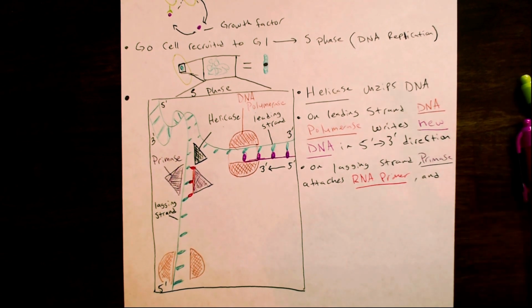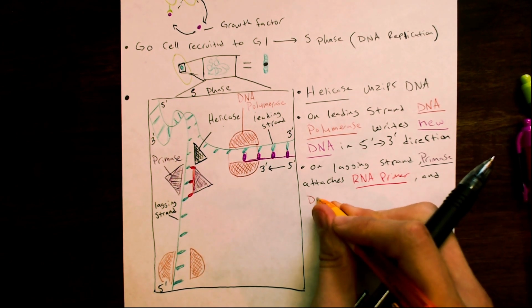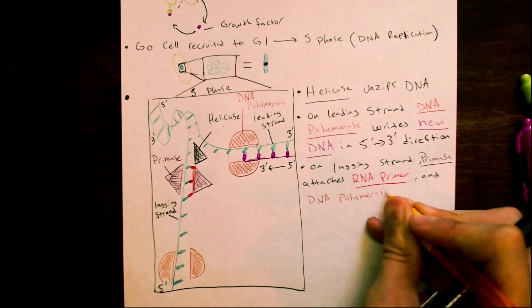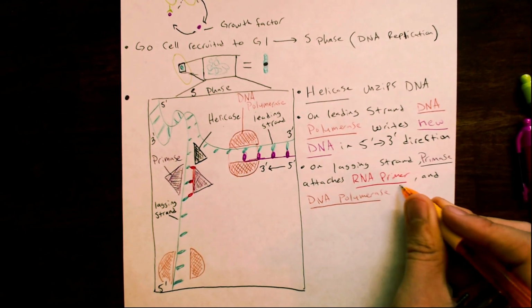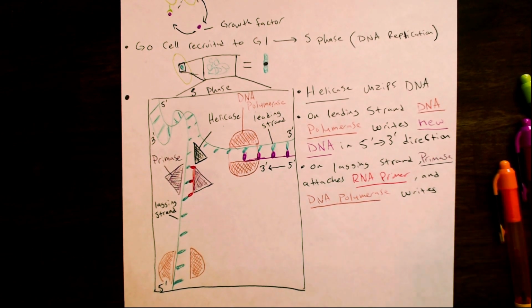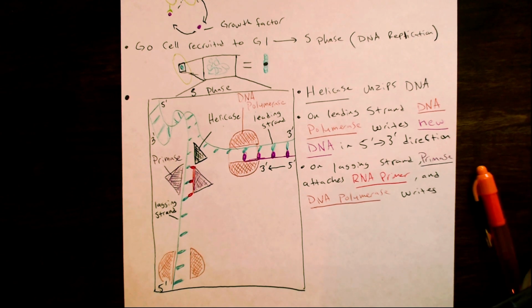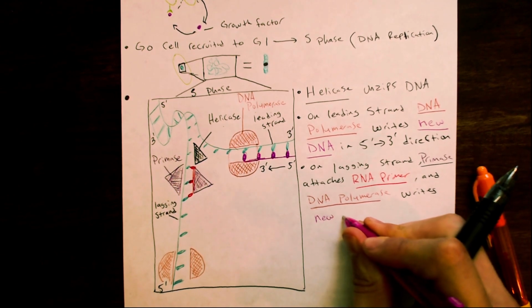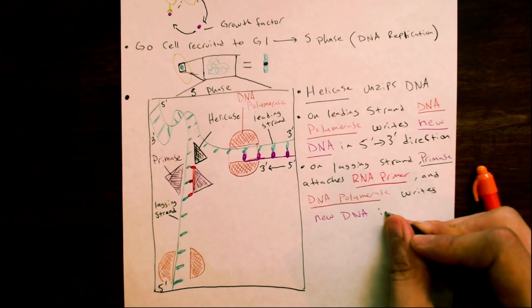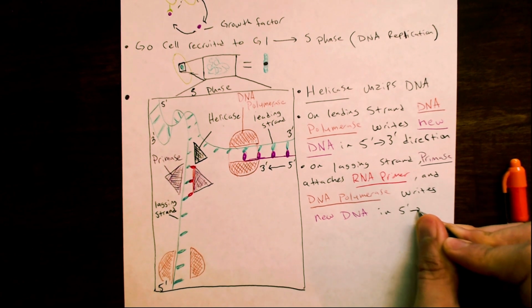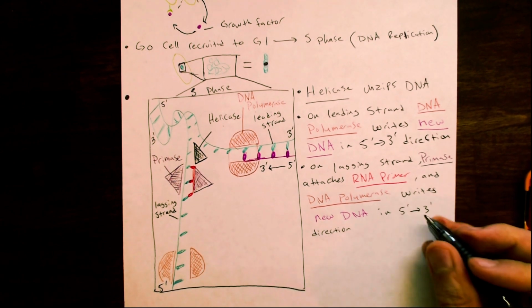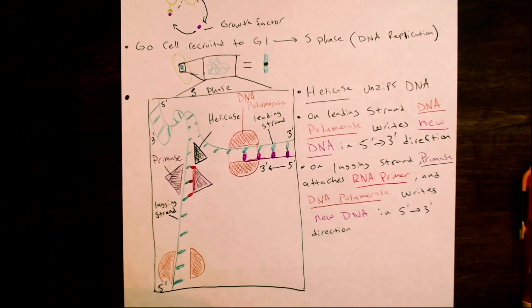And DNA polymerase from that primer will write new DNA. What color was that? Pink. In 5' to 3' direction, in the form of an Okazaki fragment.